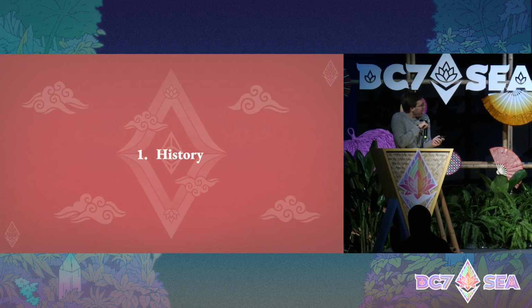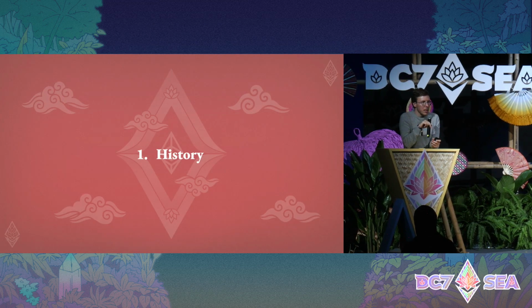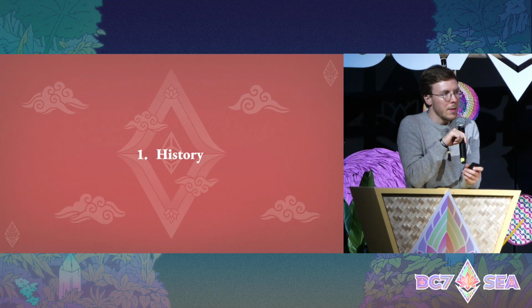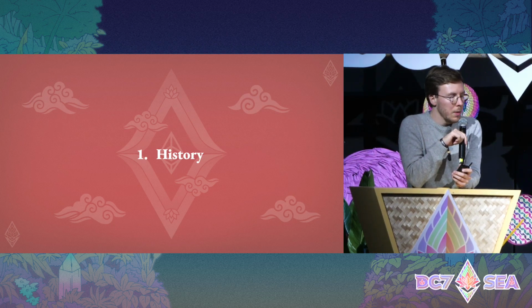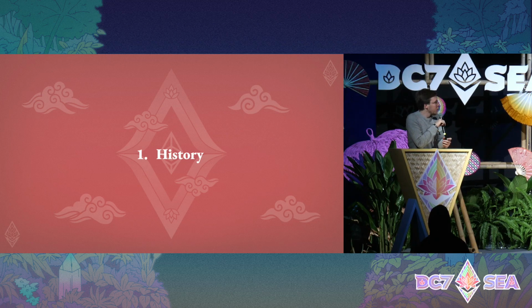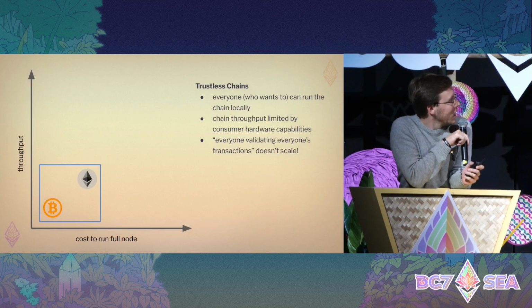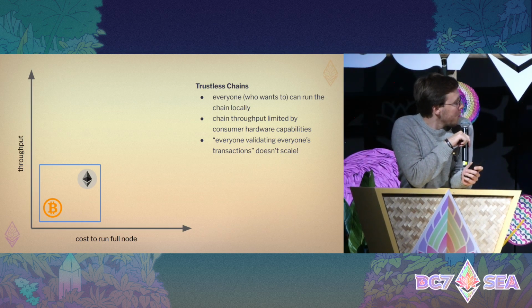I want to talk a little bit about EVM equivalence in general, and then the specific direction that we see EVM equivalence going in the future. I wanted to start a little bit with history. It's going to be an easy, beginner-friendly talk, at least in the beginning. I like pictures, so I have some pictures.